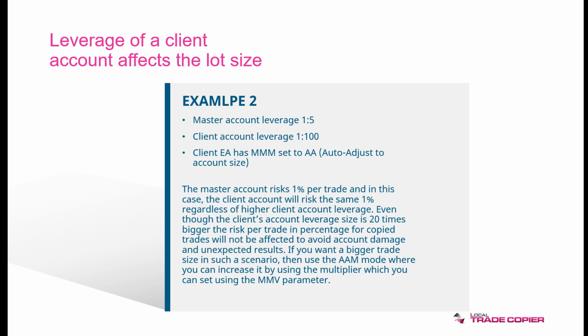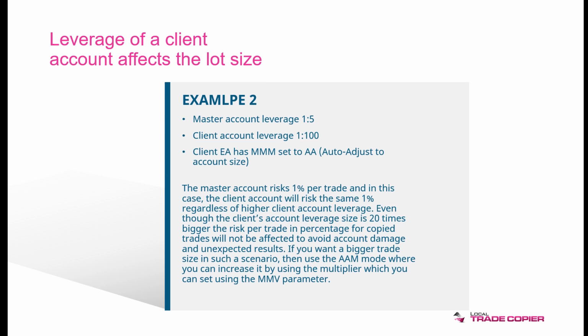Even though the client's account leverage is 20 times bigger, the risk per trade in percentage for copy trades will not be affected at all, and that's to avoid account damage and unexpected results, yeah? If you want a bigger trade size in such a scenario, then just use the AAM mode, where you can increase it by using the multiplier, which you can set by using the MMV parameter. So in this case, you would just set MMV to 20, and it will affect the lot size, making it 20 times bigger, yeah, if that's what you want.